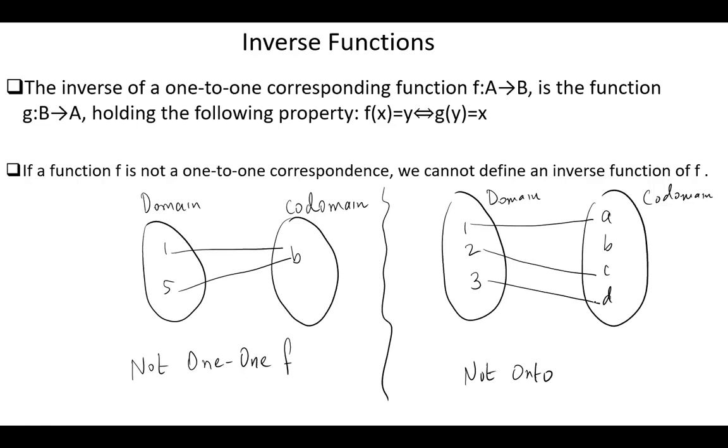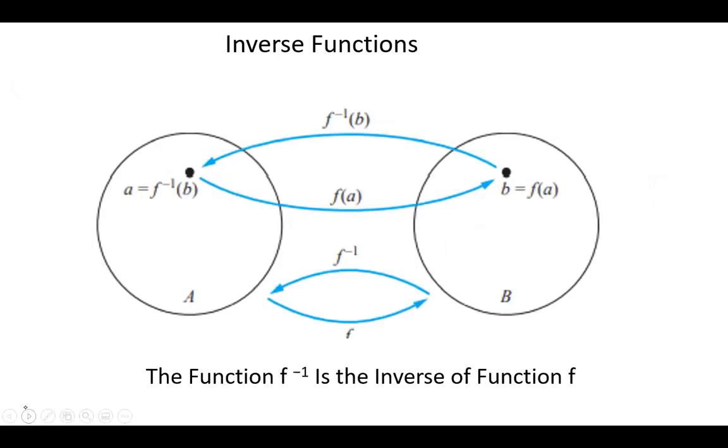This means that if it's not a one-to-one correspondence, we cannot assign to each element b in the codomain a unique element a in the domain such that f of a equals b. So a one-to-one correspondence is called invertible because we can define an inverse of this function. A function is not invertible if it is not a one-to-one correspondence because the inverse of such a function does not exist. In this figure, we have the graphical representation of the inverse of the function f. Here we have f of a and the inverse f minus 1 of b.